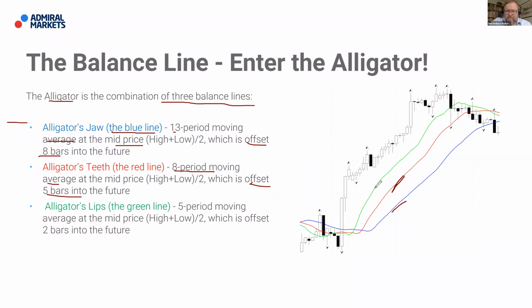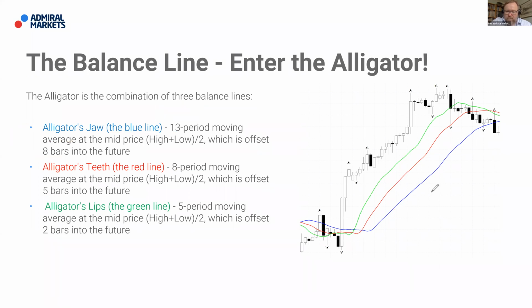And the alligator's lips are basically a 5-period moving average, offset 2 bars into the future. So you have the lips, the teeth, and the jaw. The green are the lips, the red is the teeth, and the blue is the jaw. As you might already start to see, when the alligator's jaw is open and wide, that is when we are of interest, and I'll explain why.